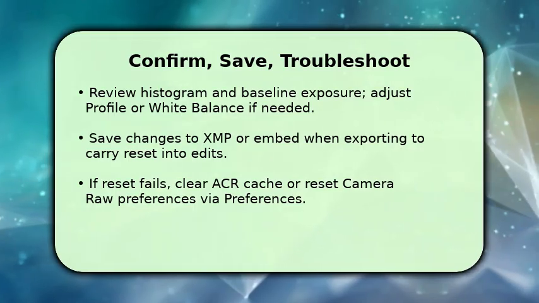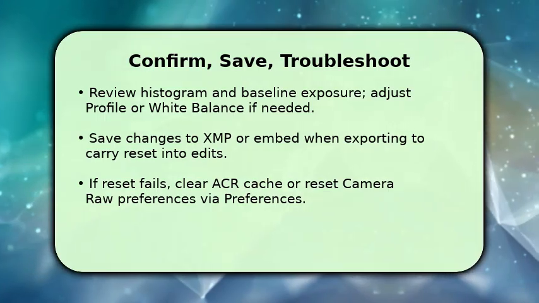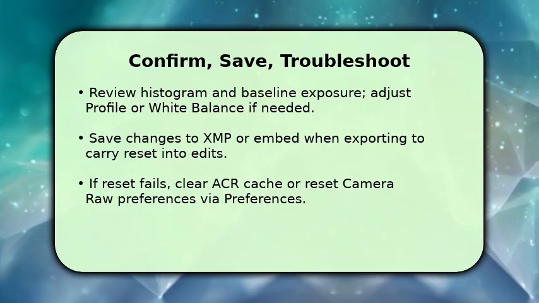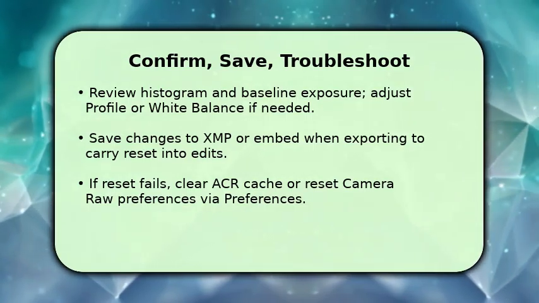If something goes wrong and sliders don't revert, clear the Camera Raw cache, and if necessary, reset Camera Raw preferences in Preferences. That usually fixes corrupted defaults. One key tip: restart the app after clearing preferences.